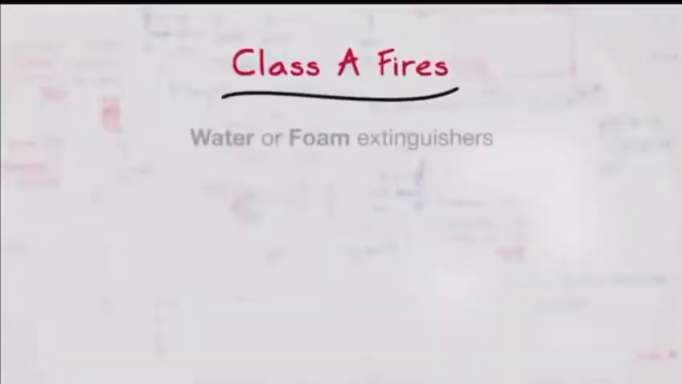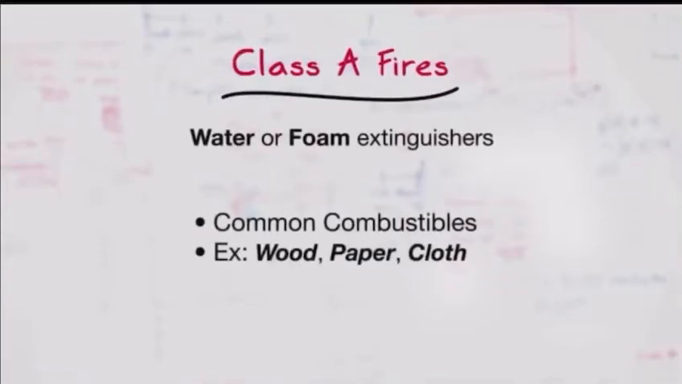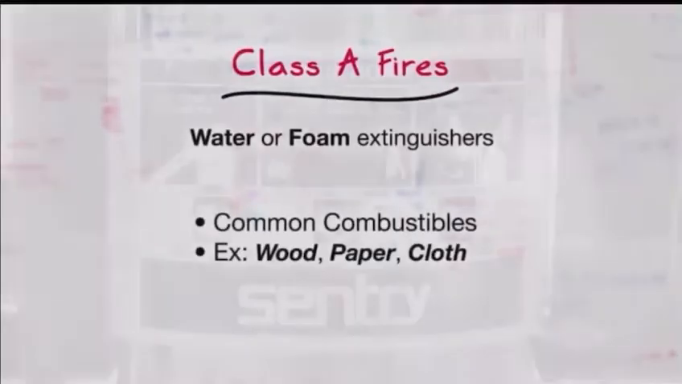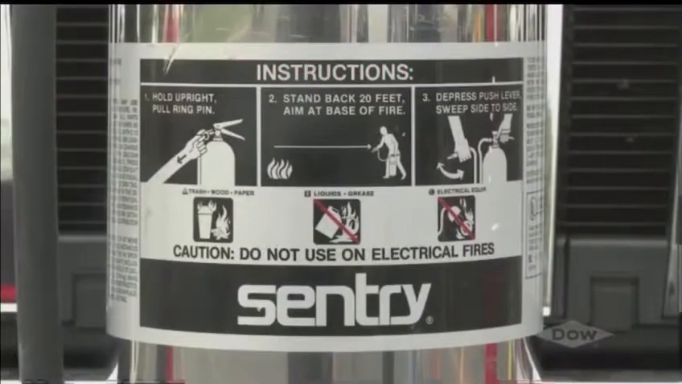Water or foam fire extinguishers are used on Class A fires. Those are fires made up of common combustibles, like wood, paper, and cloth. These work by cooling the fire below its ignition temperature.